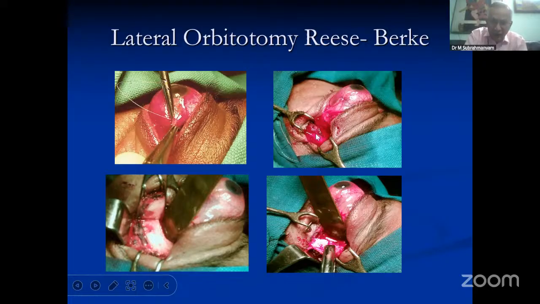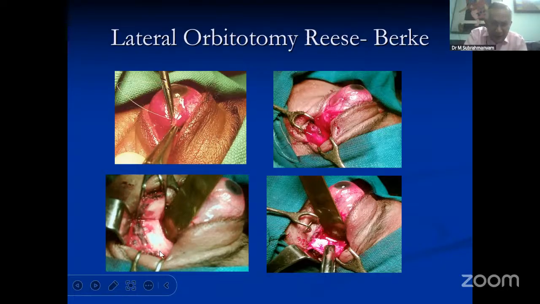So this is the horizontal incision that is given at the lateral canthus, and then you carry out the dissection both superiorly and inferiorly. Once you find the bone, about 3 millimeters and parallel to the orbital margin, make an incision and separate the periosteum and expose the entire zygoma.